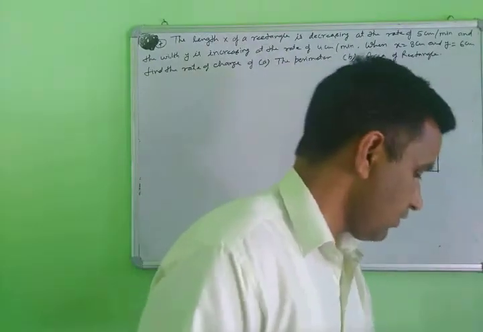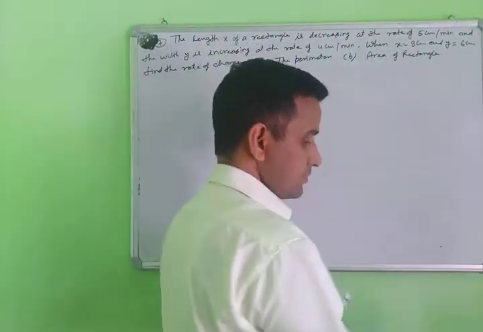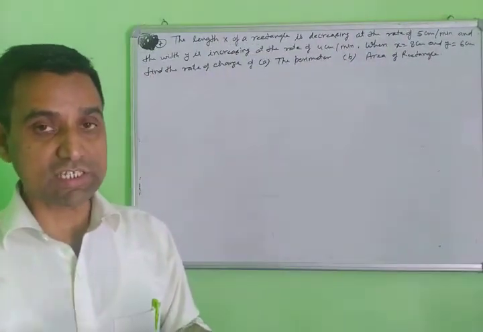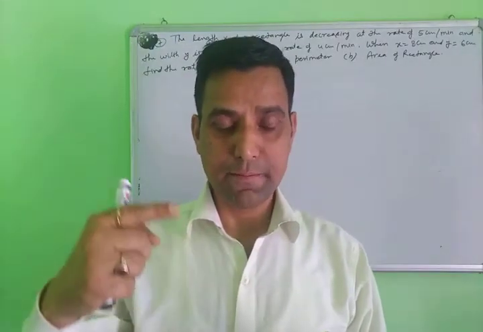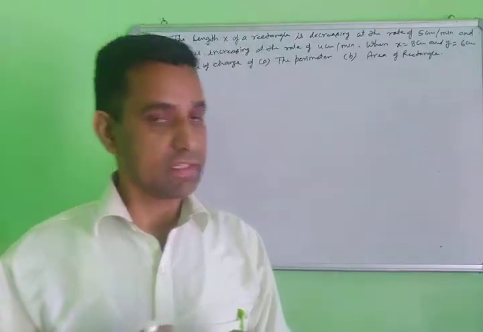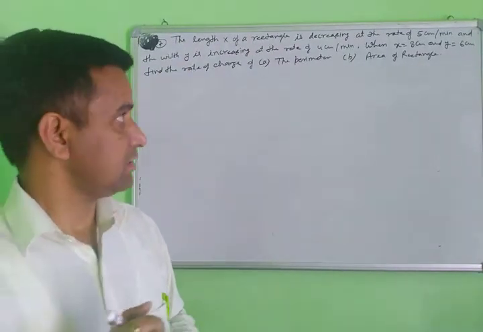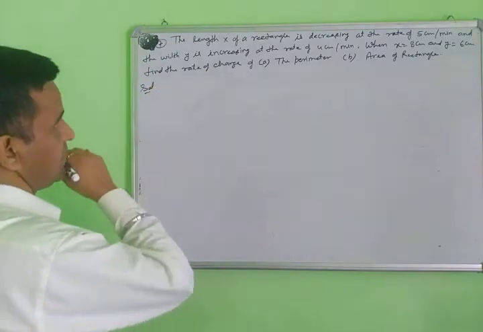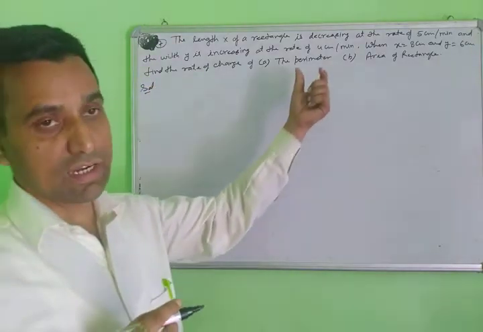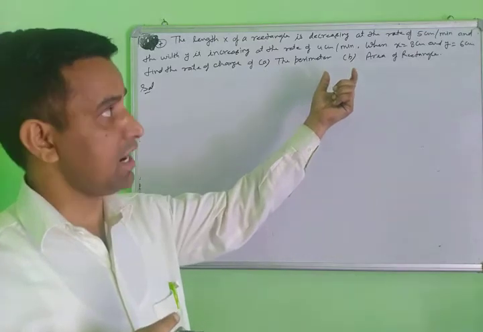So now first we will discuss here. When the rate of change is decreasing, this is represented by the negative sign, or when the rate of change is increasing, then this is represented by the positive sign. So now start the solution here. What things are given here? A rectangle, meaning length, breadth and time.